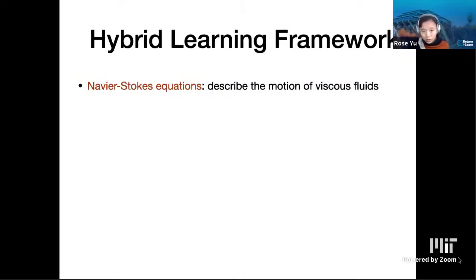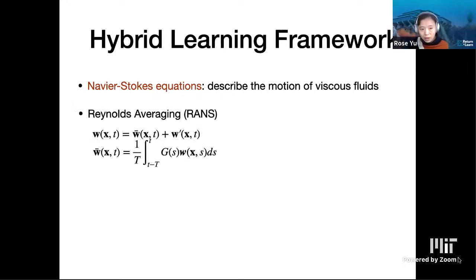So in our work, we propose this hybrid learning framework because we know turbulence is governed by the Navier-Stokes equation, which is a set of differential equations that describe the motion of viscous fluids. So we looked into the classic methods in fluid simulation. And we discovered that there is this method called Reynolds averaging, which is to decompose the velocity field W over space x and time t into two components, where the first component is computed as a temporal average field of the velocity using a convolutional kernel G of t.